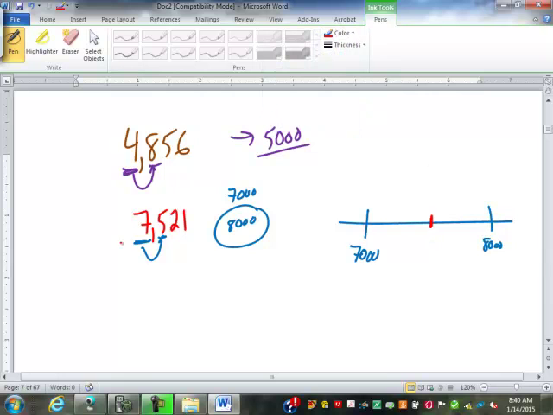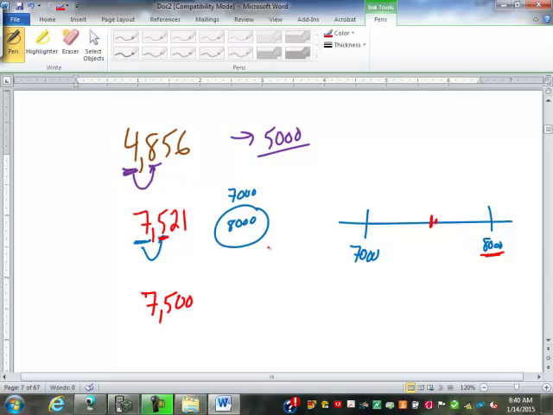7,500 is right in the middle. Well, 7,521 is actually slightly past the middle, so it really is closer to the next one up. So when you see that the next digit is a 5, we always round it up because technically it is closer to the next one up most of the time. The only way it wouldn't be is if it was exactly 7,500.